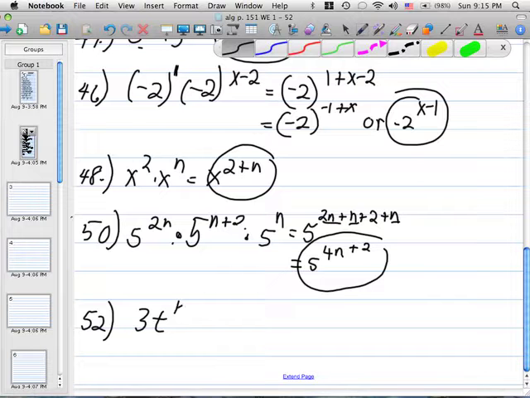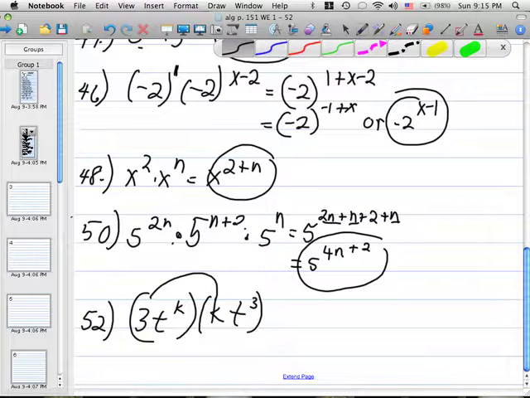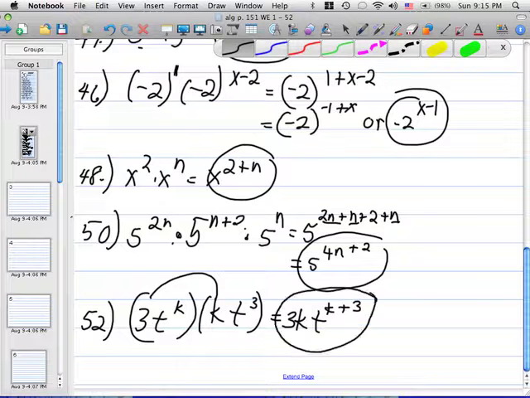And the last problem, 52, 3 to the t k power times k to the t to the third power. Multiplying the coefficients, I get 3k. Adding my exponents for t, k plus 3.